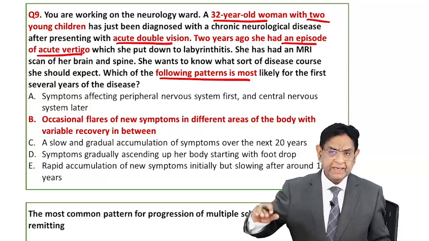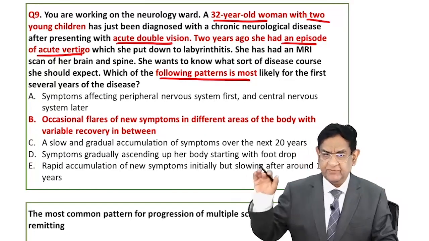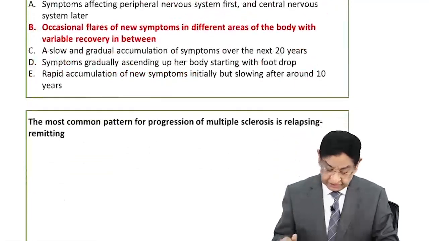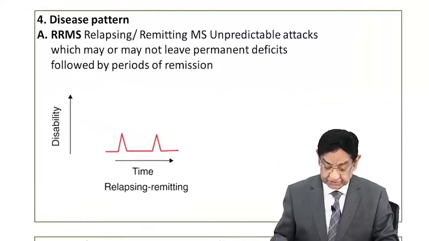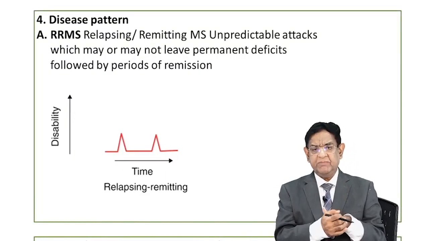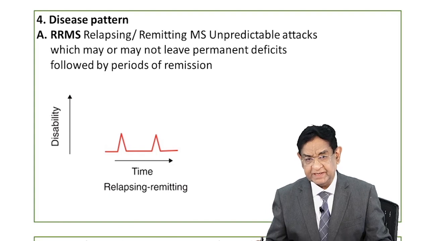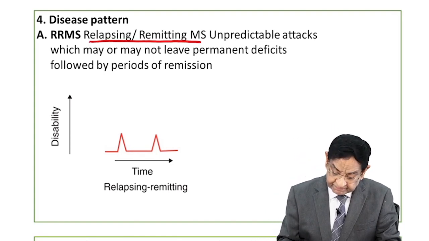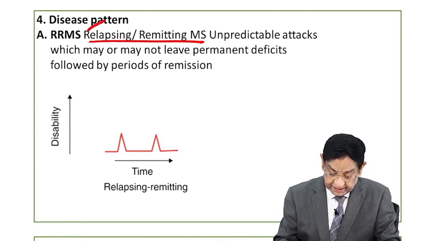What pattern is there? This is again a very commonly asked question. I'll first tell you the basic concept, then I'll come back to the answer. So, the disease patterns are as follows. That means a patient of multiple sclerosis is in front of you. What type of pattern of illness can be there? Let's learn. One is known as relapsing remitting MS. MS is multiple sclerosis. Relapse remitting.